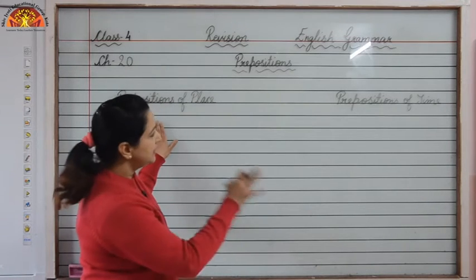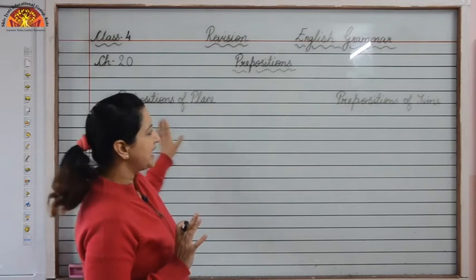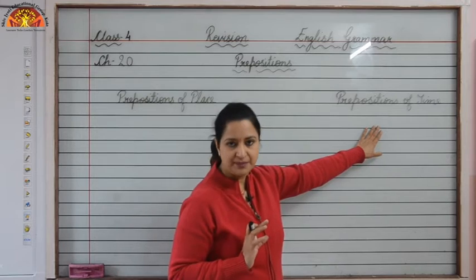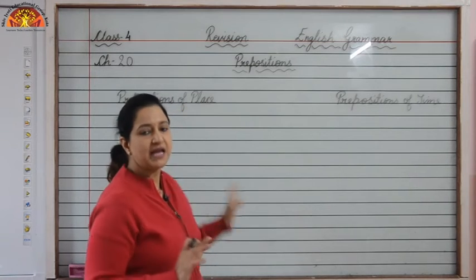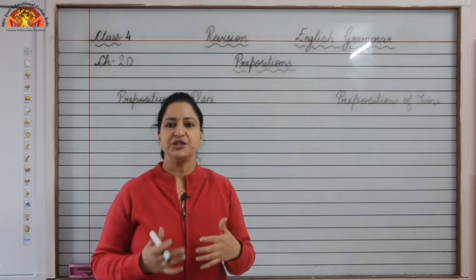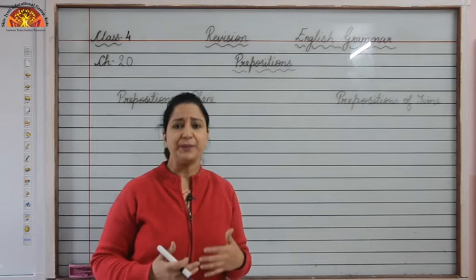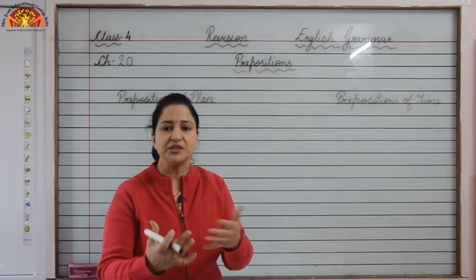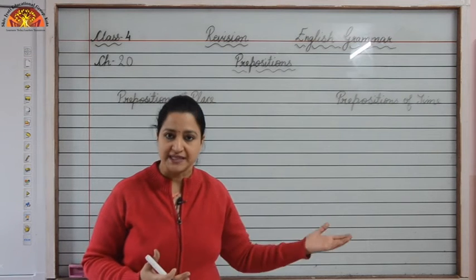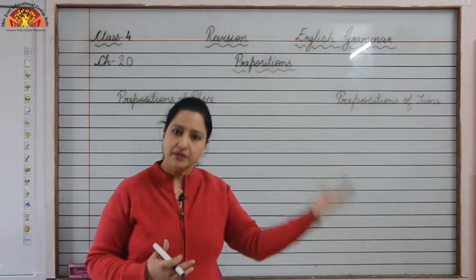Now we'll revise prepositions of place and prepositions of time here. So let's begin with prepositions of place. Now, what are the prepositions of place? Prepositions of place are the prepositions which refer to a place, which tell us the place.